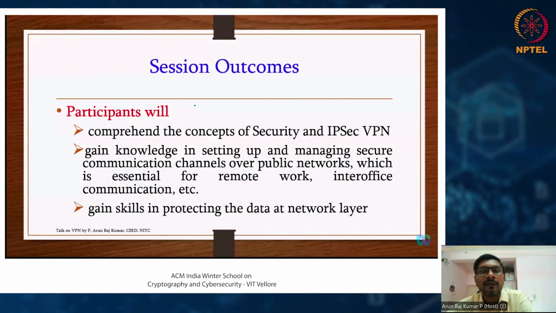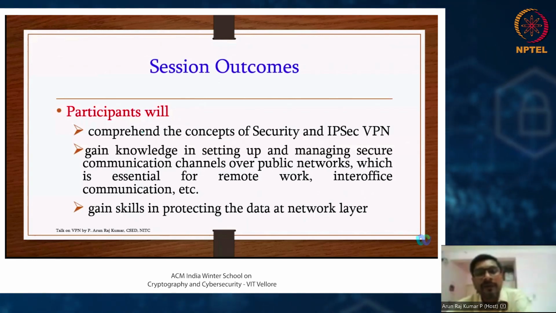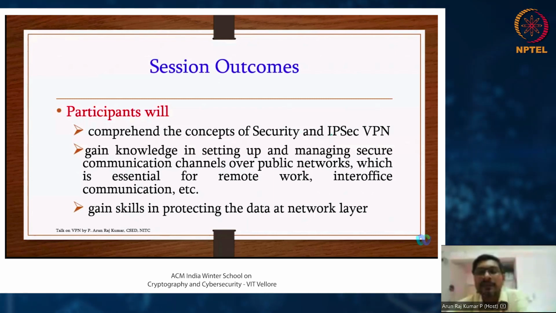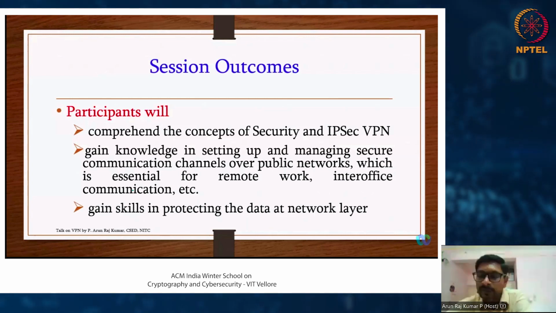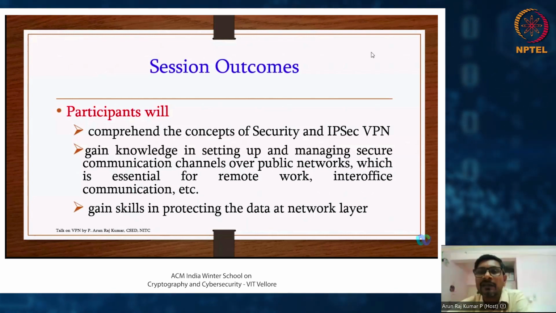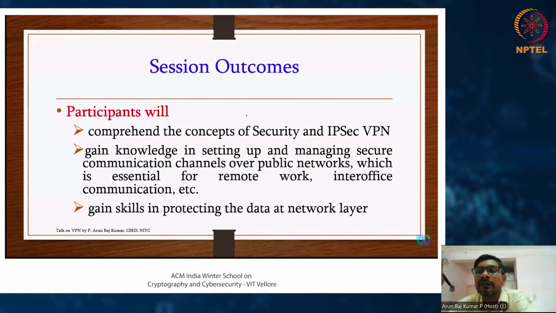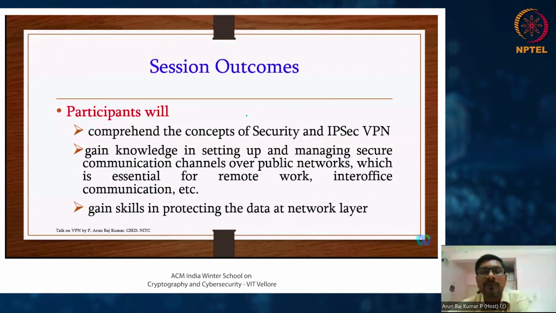The session outcomes: the participants will comprehend the concepts of security and IPsec VPN and will gain knowledge in setting up and managing secure communication channels over public networks, which is essential for remote work, inter-office communication, etc. They will also gain skills in protecting data at the network layer. We talked about a few layers: network layer, transport layer, application layer and so on. This VPN helps us protect the data at the network layer. So how we protect the data at the network layer is what this session is about.